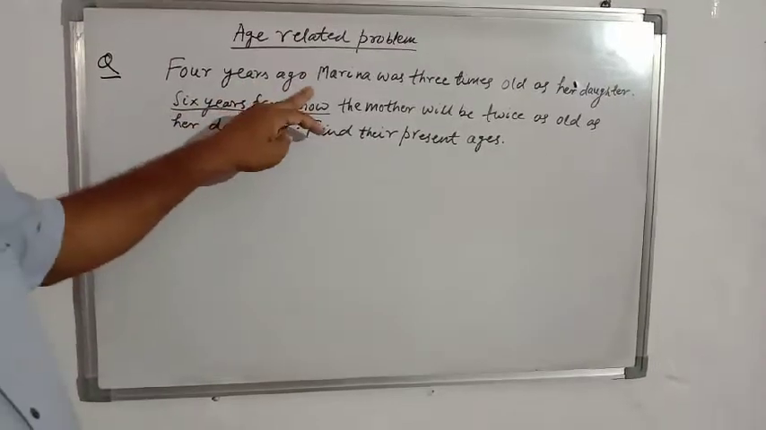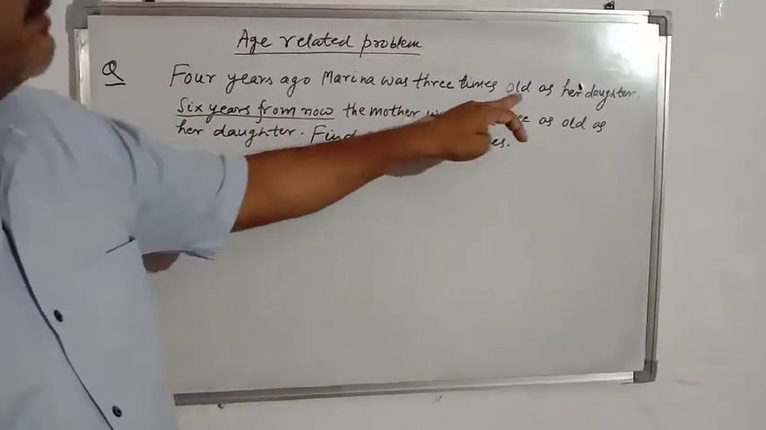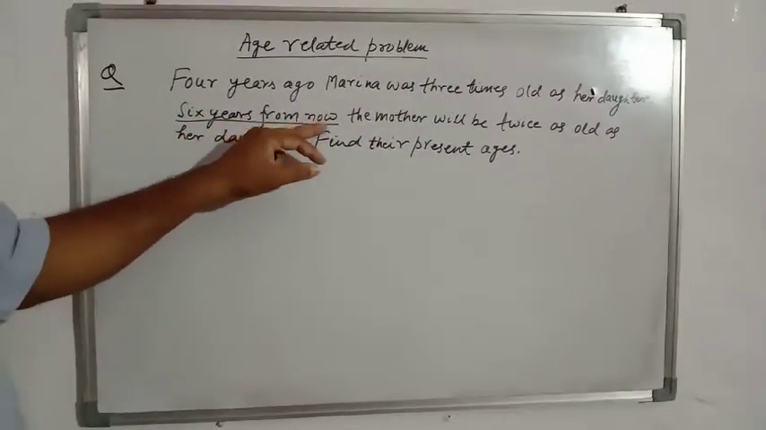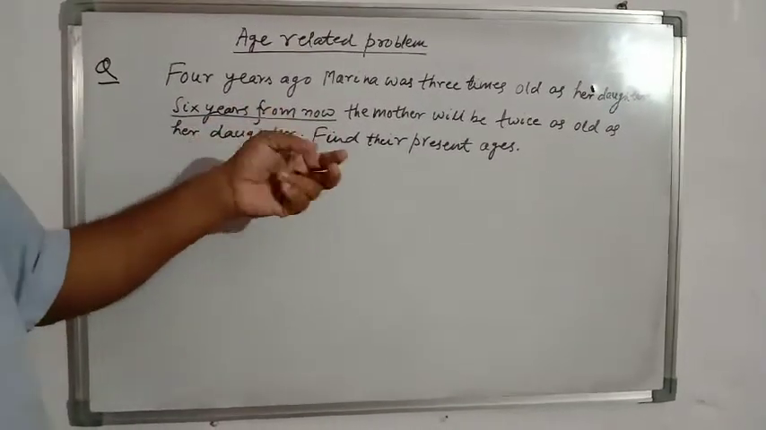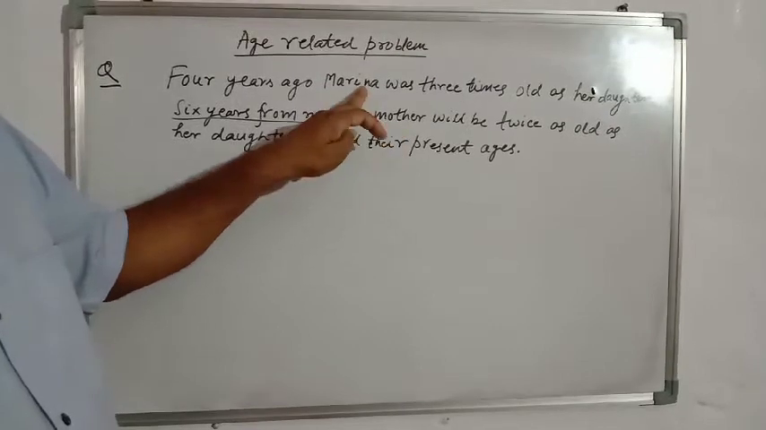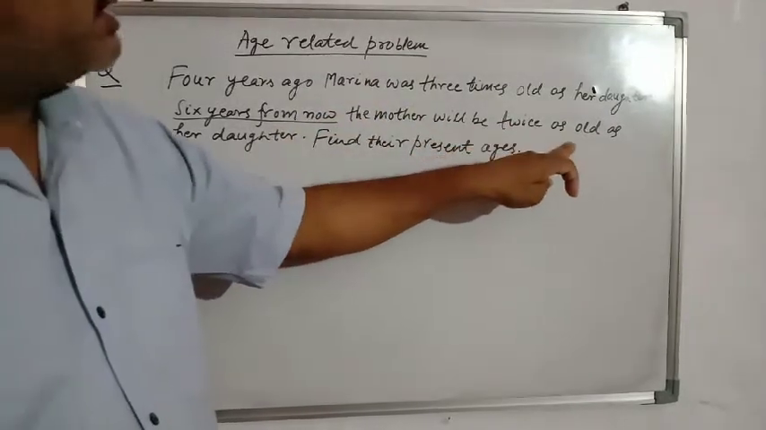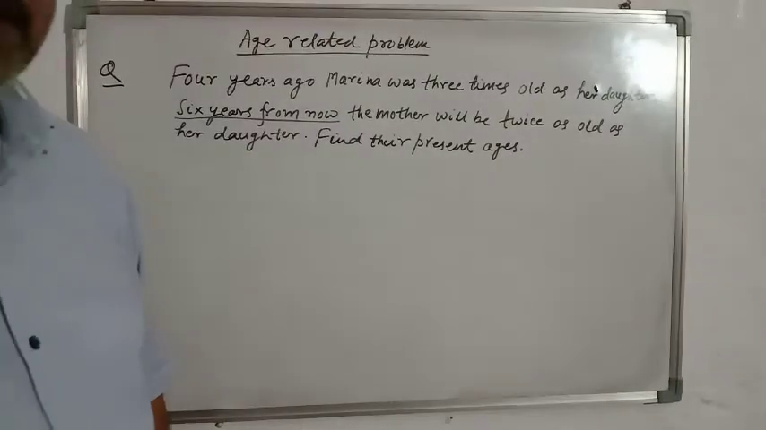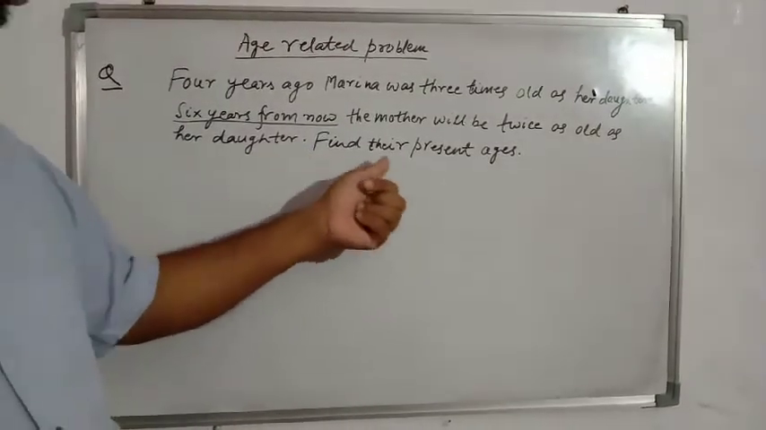4 years ago, Marina was 3 times as old as her daughter. 6 years from now, that is, after 6 years, the mother, Marina, will be twice as old as her daughter. Find their present ages. So we have to find their present ages.